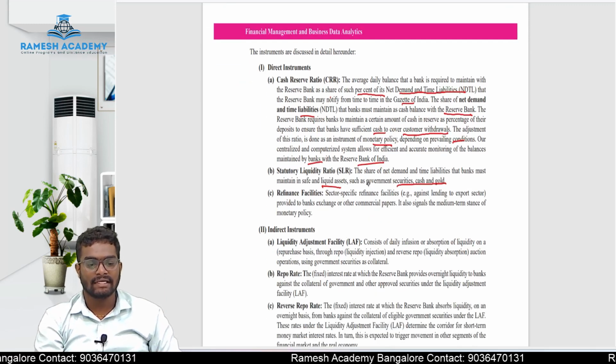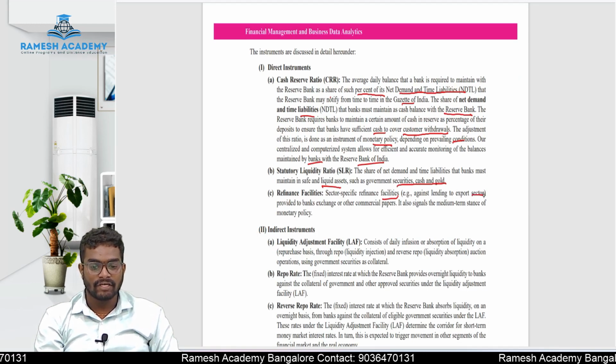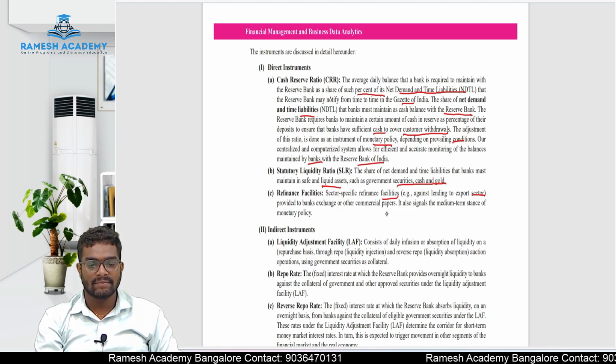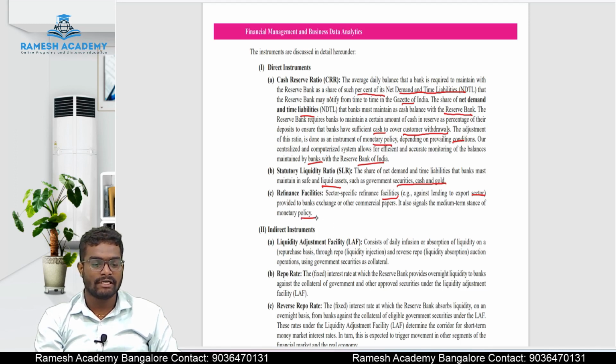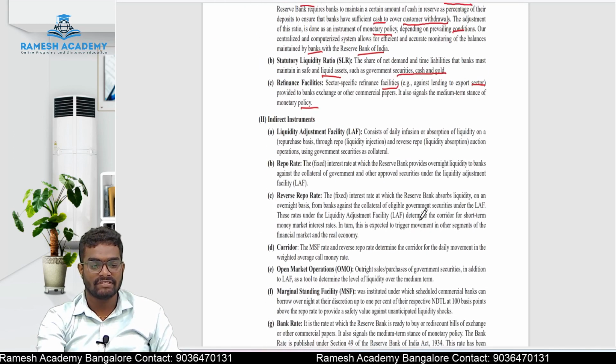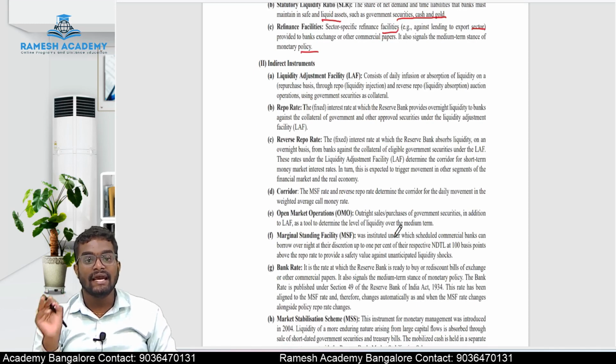Next, refinance activities. Sector specific refinance activities. Example, lending against export sectors provided to banks, exchange or other commercial papers. It also signals the medium term stance of monetary policy. So they will be refinancing some of the facilities. Next we will see the indirect instruments.